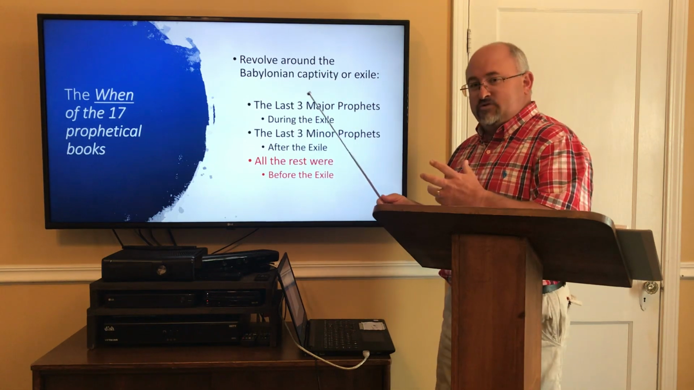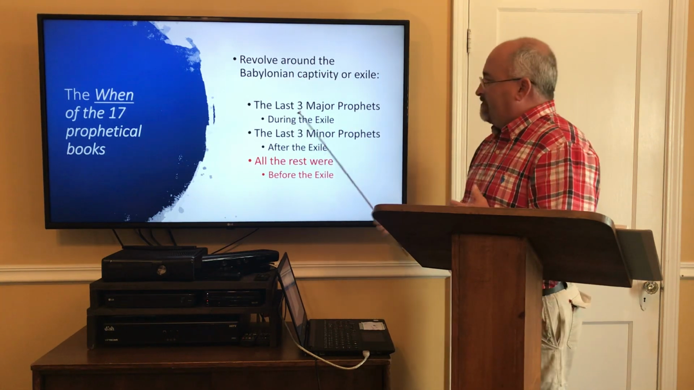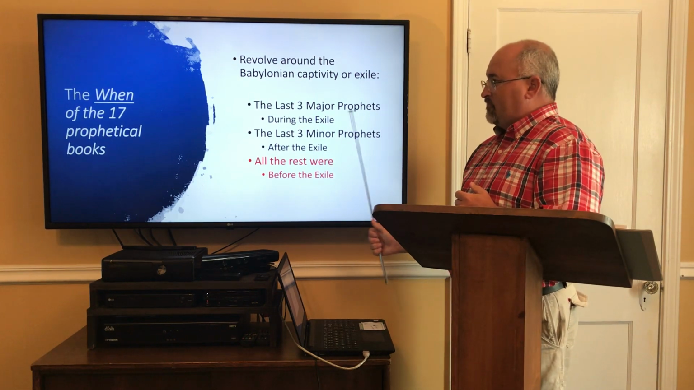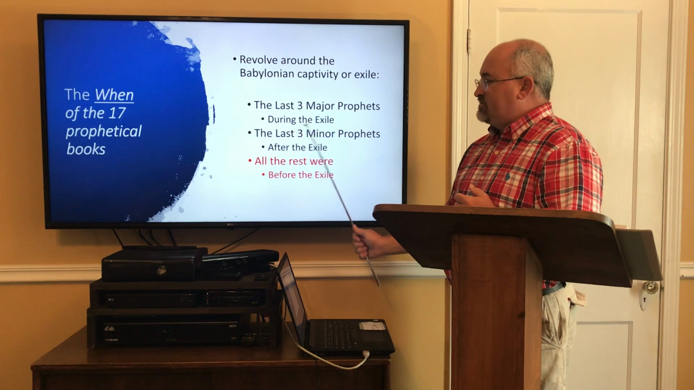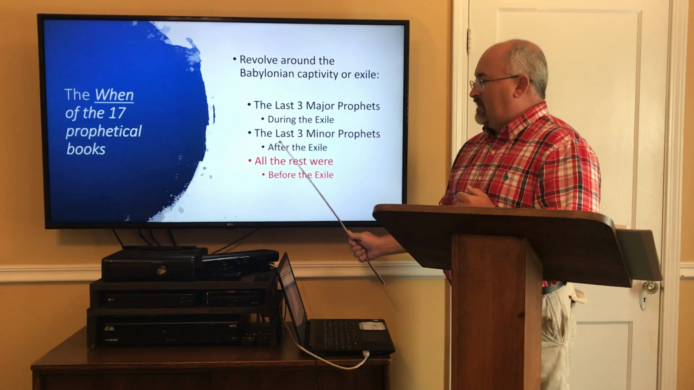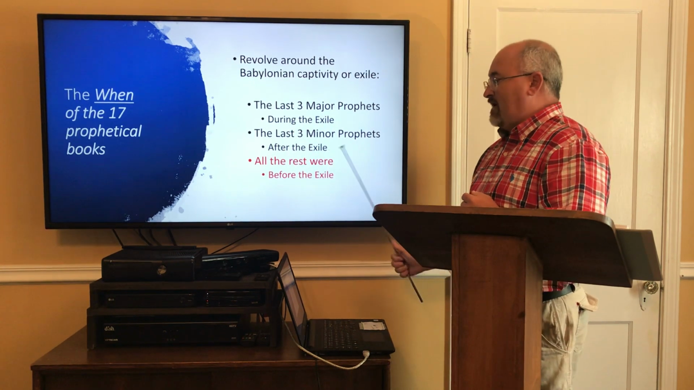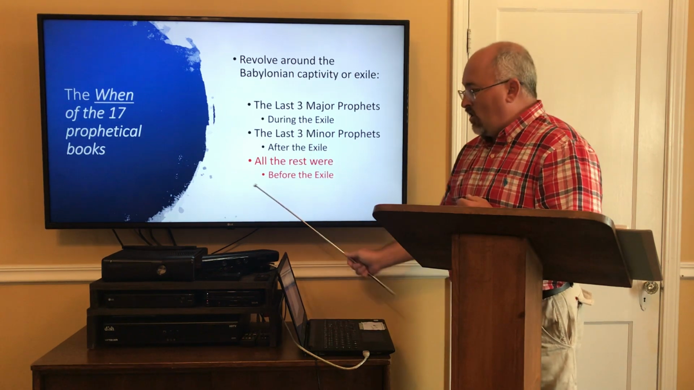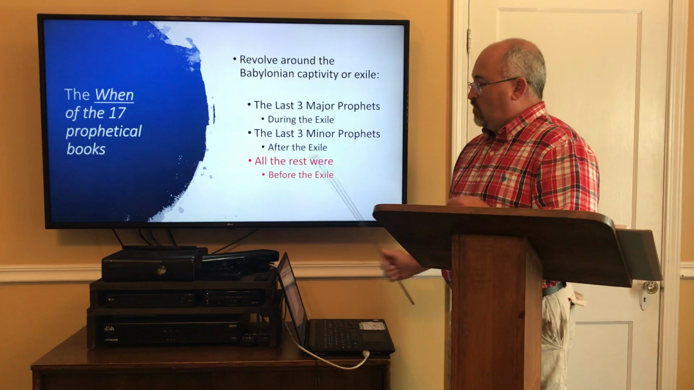So that'll help us to put it into perspective. The last 3 major prophets, the last 3 were during the exile. The last 3 minor prophets were after the exile. And all of the rest were before.